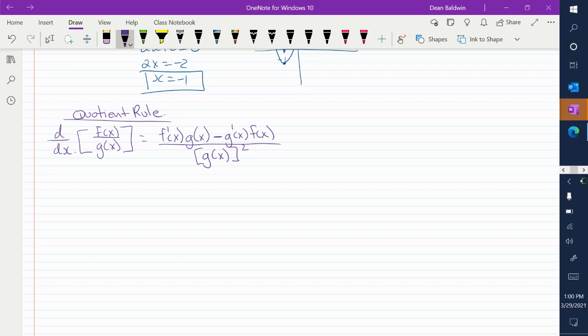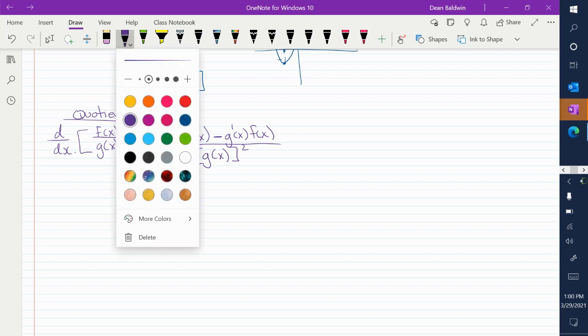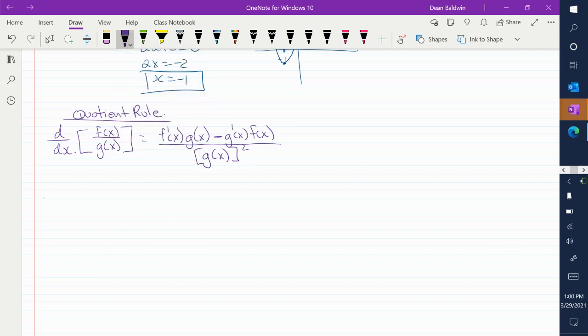Whatever the formula is, I don't know what it is. Okay, let's just do a derivative. So. There we go. Okay.